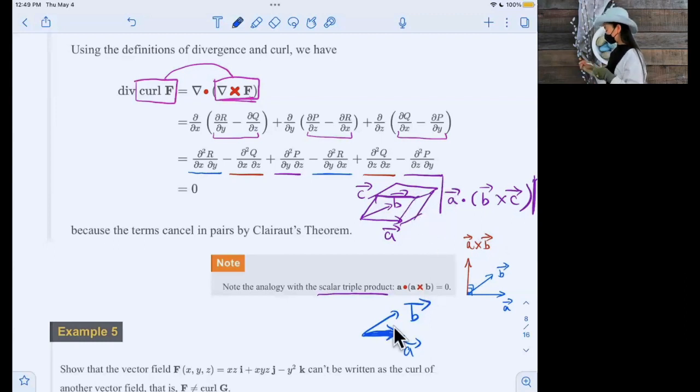Okay. Yeah. So now the analog between this one and this one here, right? This is the dot product. Dotted with this one cross this. It's like A dot A cross B, and this is del dot del cross F, which is out here is zero. Okay, so there's an analog with this.